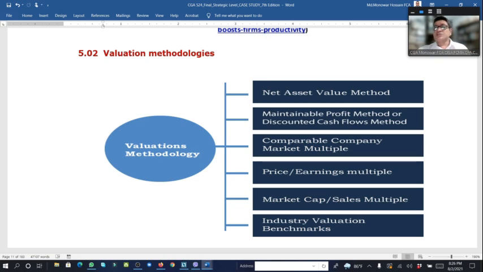So different types of cases may happen. So here, some logical things. For valuation methodology, we have to understand all valuation methodologies. Here we can evaluate in different ways. That means some are net asset valuation method, maintainable profit method, or discounted cash flow method, comparable company market multiplier, price earning multiplier, markup or sales multiplier, and industry valuation benchmark. That type of tools or methods we will use on the valuation side.